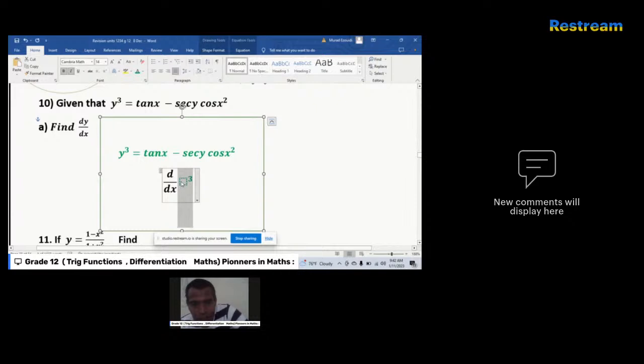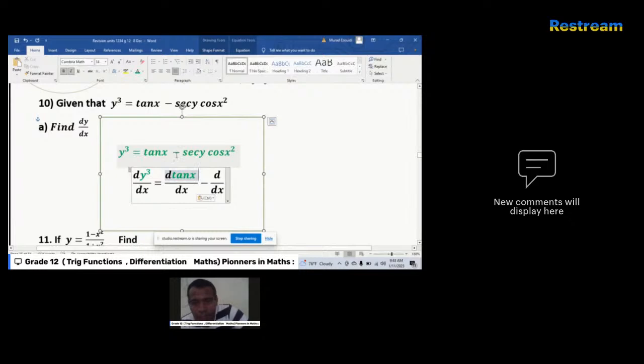I will differentiate this one, which is equal to dy with respect to x on the left-hand side. On the right-hand side, first of all I will separate them, making this one two terms: tangent of x minus this one. Tangent of x should be differentiated.